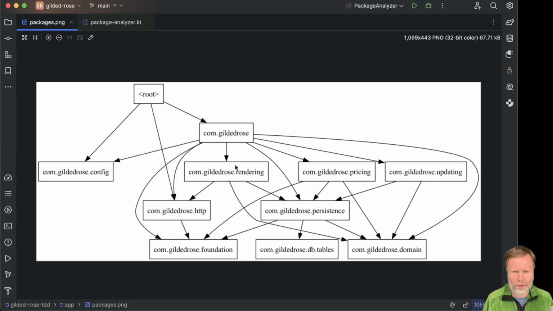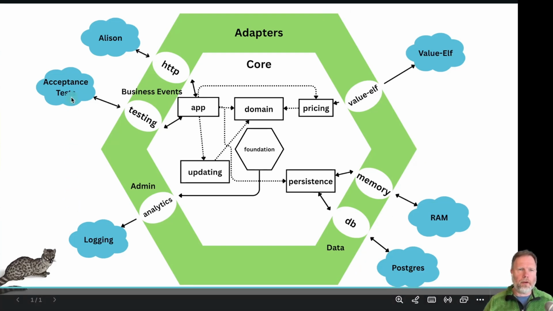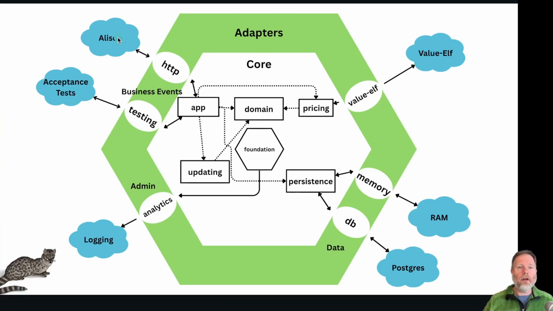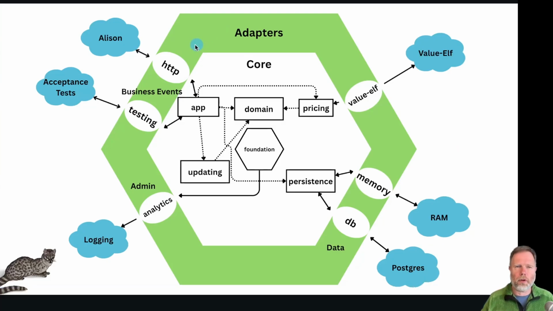Maybe I'll put a diagram in here. Oh, what do you know? I actually did. What am I trying to show here? Our whole application is this outer hexagon here, and it's talking to the outside world. So things like acceptance tests and Allison and value elf and Postgres. But all that talking to the outside world is through these adapters. So there's an HTTP adapter, which will accept requests and render responses. There may be a way that the acceptance test can talk to the app. There'll be a way that logging happens. And over here, we've got an adapter for value elf.